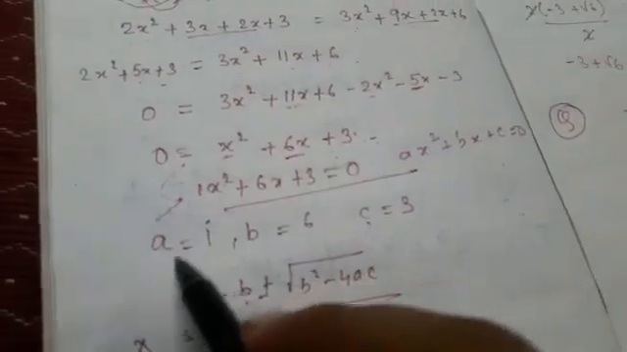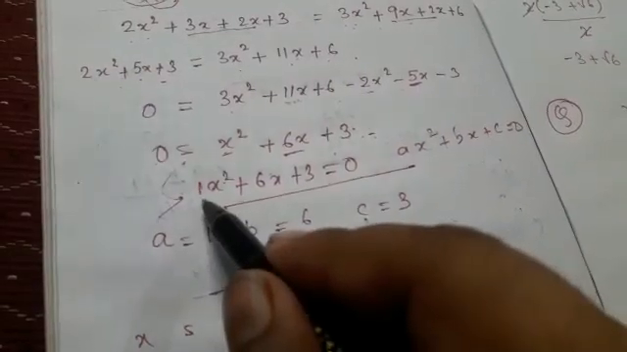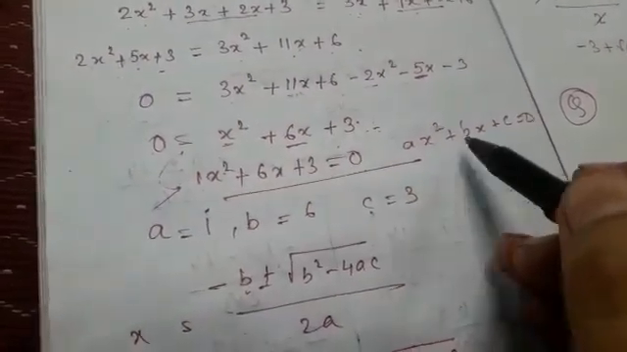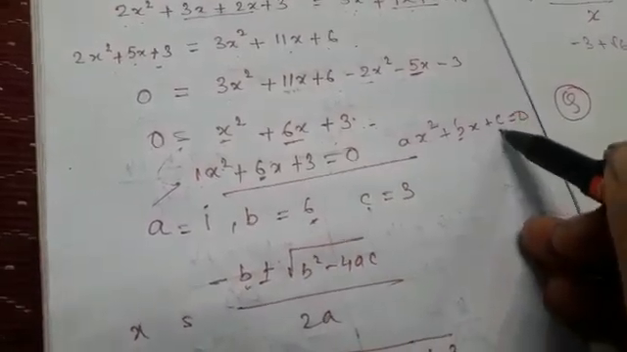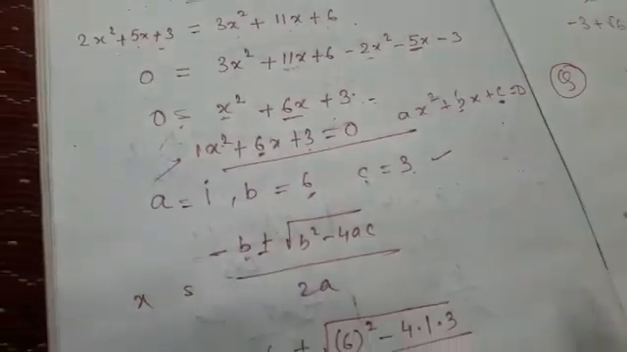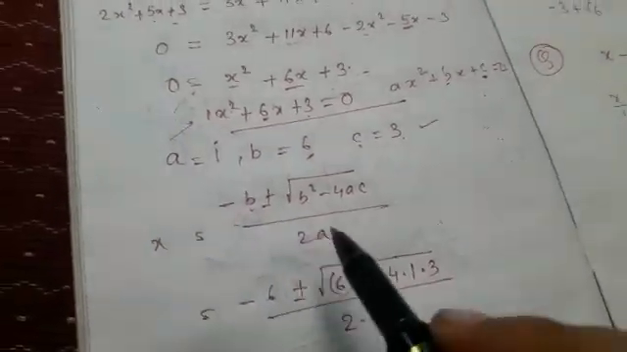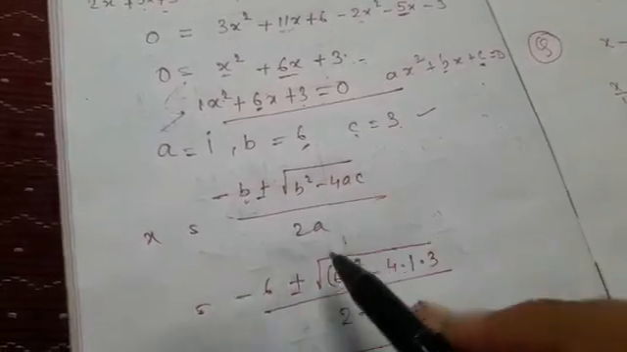So by comparing, your a is equal to how much? Your a is equal to, in this question, 1. So by comparing, this b is equal to how much? 6. And by comparing this c with your constant, it is 3. So you have got the value of a, b, c. We have learned yesterday, directly apply in the formula. So x equal to minus b plus minus root under b square minus 4ac by twice of a.